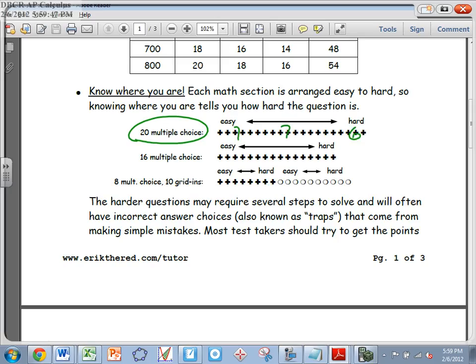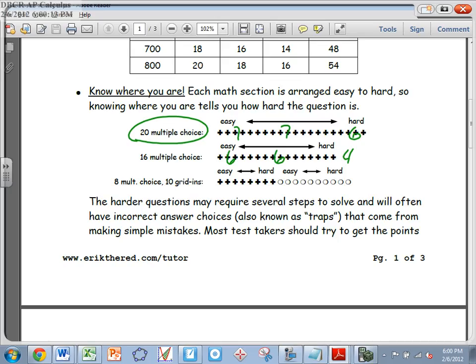Then you're going to have 16 multiple choice. In the 16 multiple choice, you might have, in this case, let's say 6 easy, 6 medium, and 4 difficult. There's your ones for 16 multiple choice. Remember, it always goes from easy to medium to difficult. Every one of these increases: easy, medium, difficult. Now, the exception here is the multiple choice grid-in.